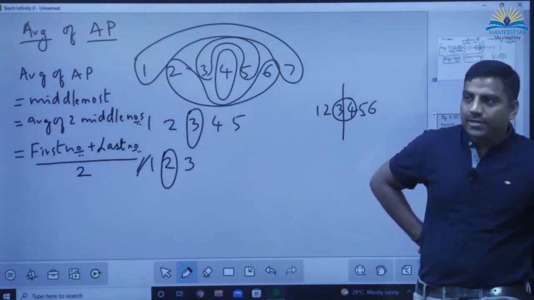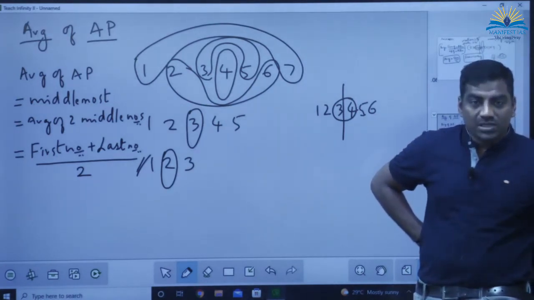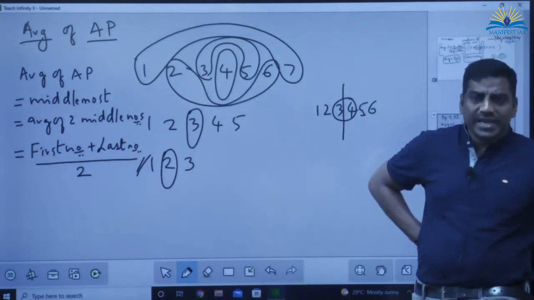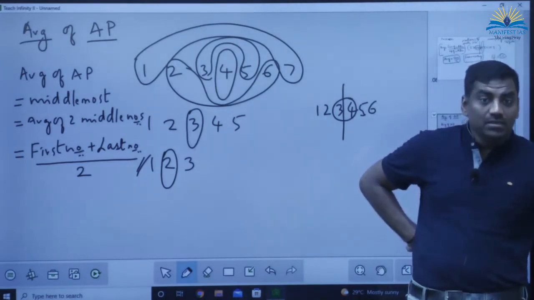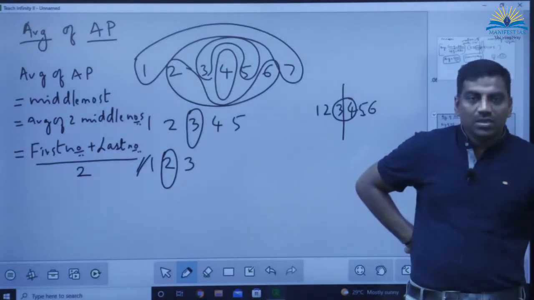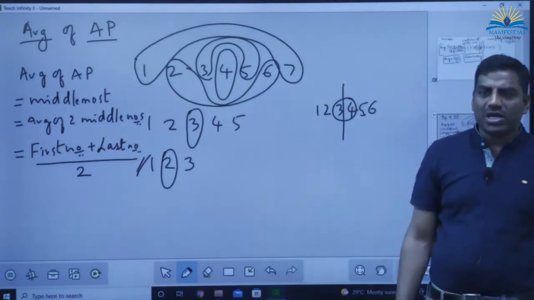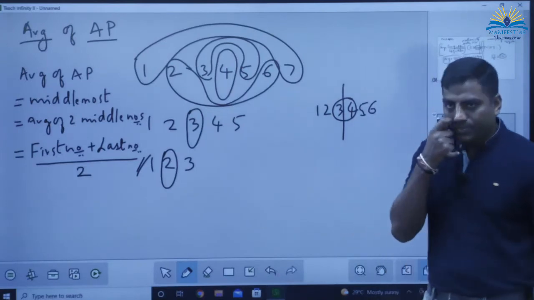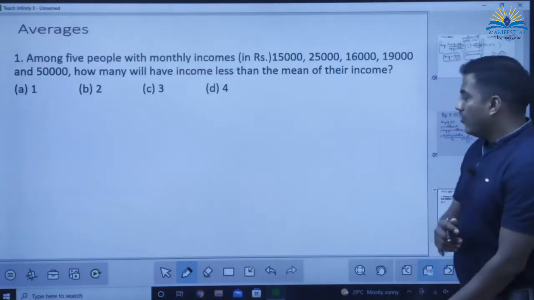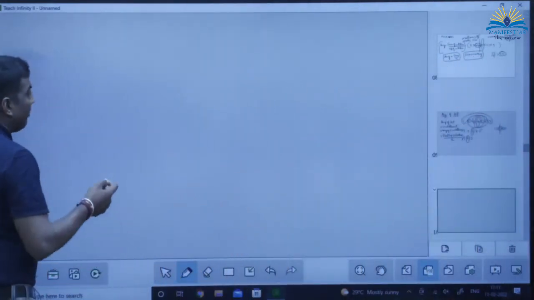It need not be only continuous numbers. You can find the average of continuous odd numbers, continuous even numbers, or anything like 4, 7, 10, 13, 16. Or 5, 10, 15, 20, 25. Or 6, 9, 12. Any arithmetic progression you can find with this. Okay, done? Now, with this, we'll learn a few more averages of patterns.